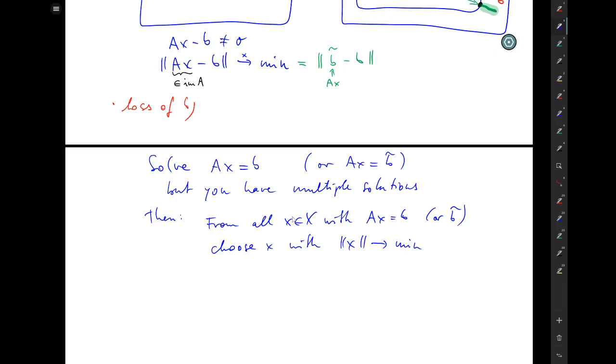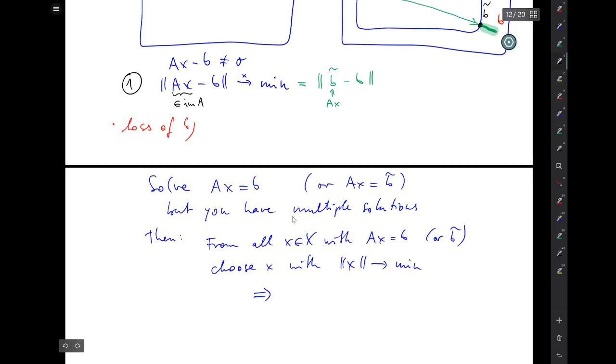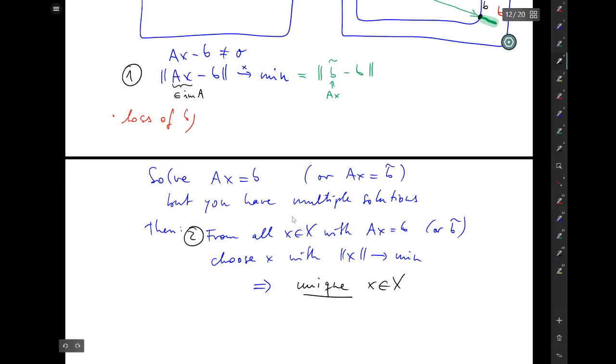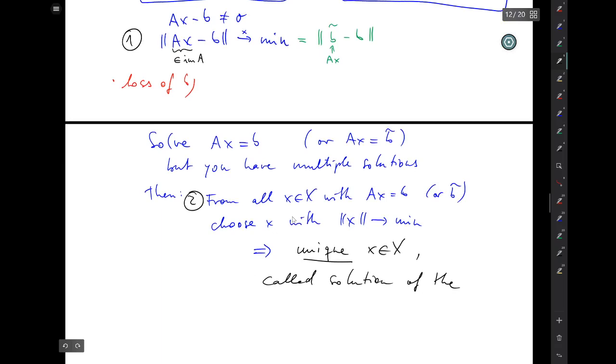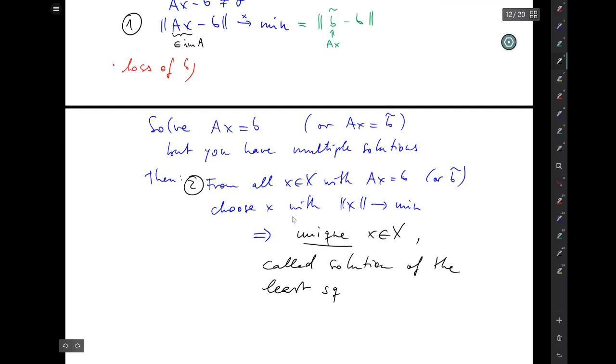Yeah, why not? It turns out that after this two-step process, right? Did you see the two steps? Here is step 1, first minimization process, then step 2. After this two-step minimization process, you get a unique x in X, and that is quite remarkable. So we call that the solution of the least squares problem Ax tilde b, because we might not quite reach b, but we do the best we can.